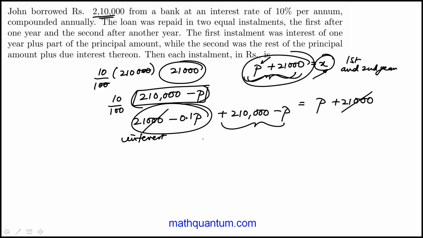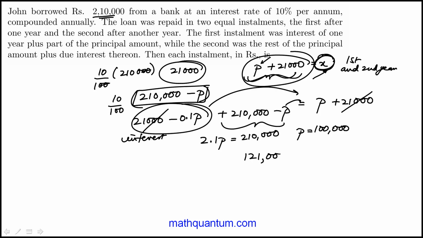So that these two drop out, these move to the other side, and they become 2.1 P. That's 210,000. And then if you divide this by 2.1, it conveniently comes out to 100,000. And that means that that equal installment is P plus 21,000, so it's 121,000. And that's the answer.